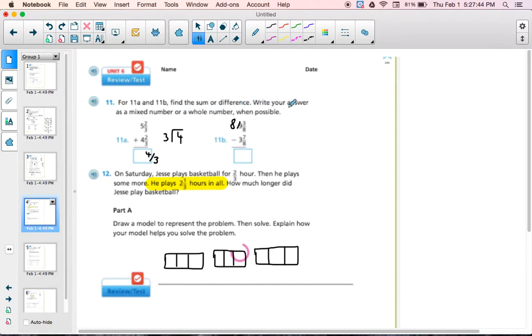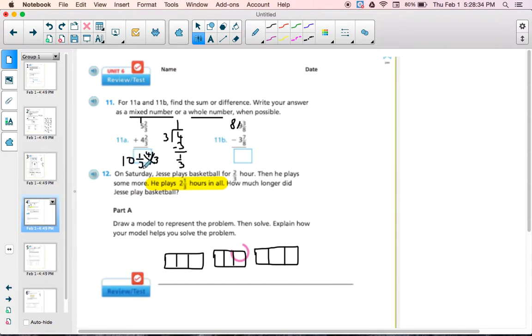Find the sum or difference. Write your answer as a mixed number or as a whole number. So all you have to do here is just add these together. 5 2/3 plus 4 2/3. Well, when you add the fractions, 2/3 plus 2/3 is 4/3. And you know that when you have a fraction like this, you have to divide. So 4 divided by 3, 1 and 1/3. You leave the fraction here. Okay, carry the whole number up here. 5 plus 1 is 6, 7, 8, 9, 10.